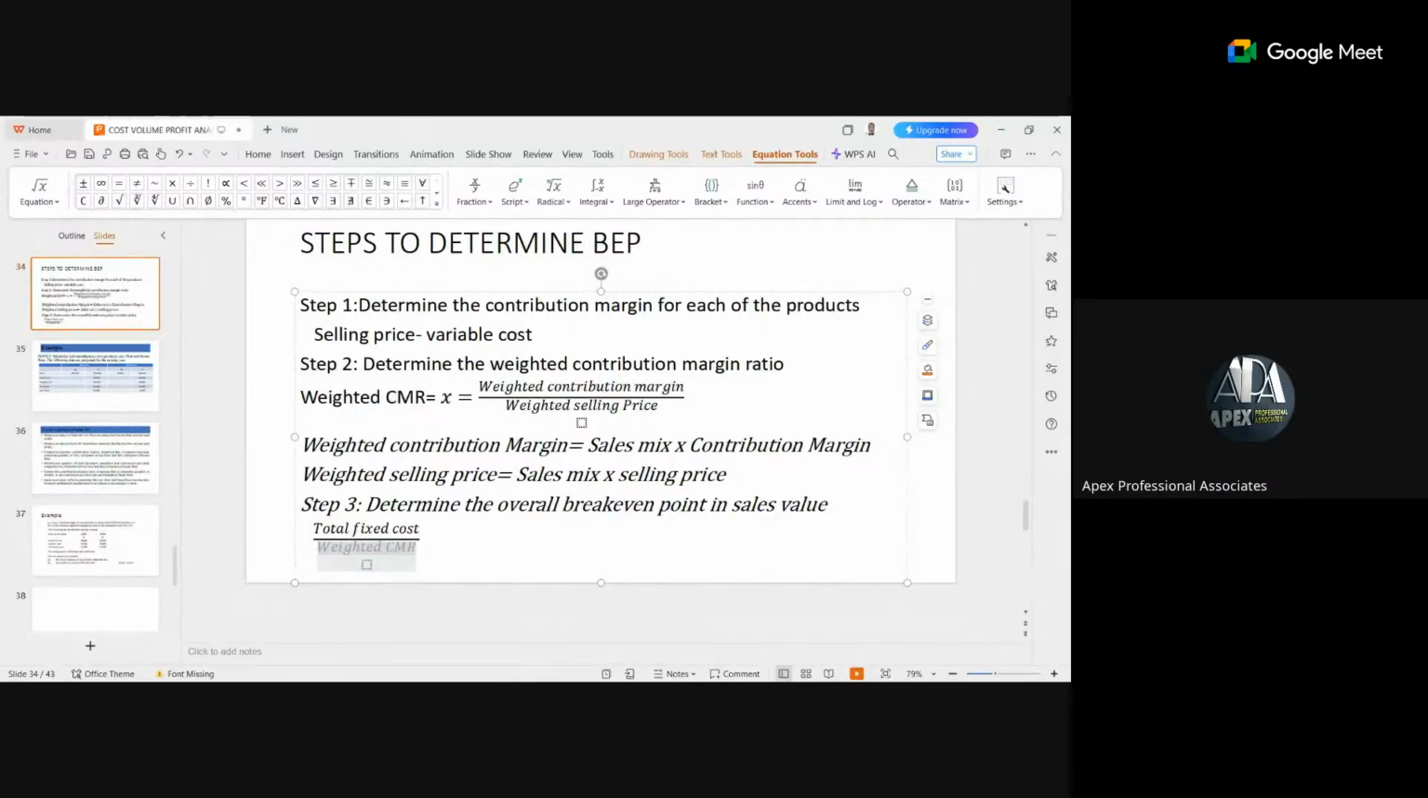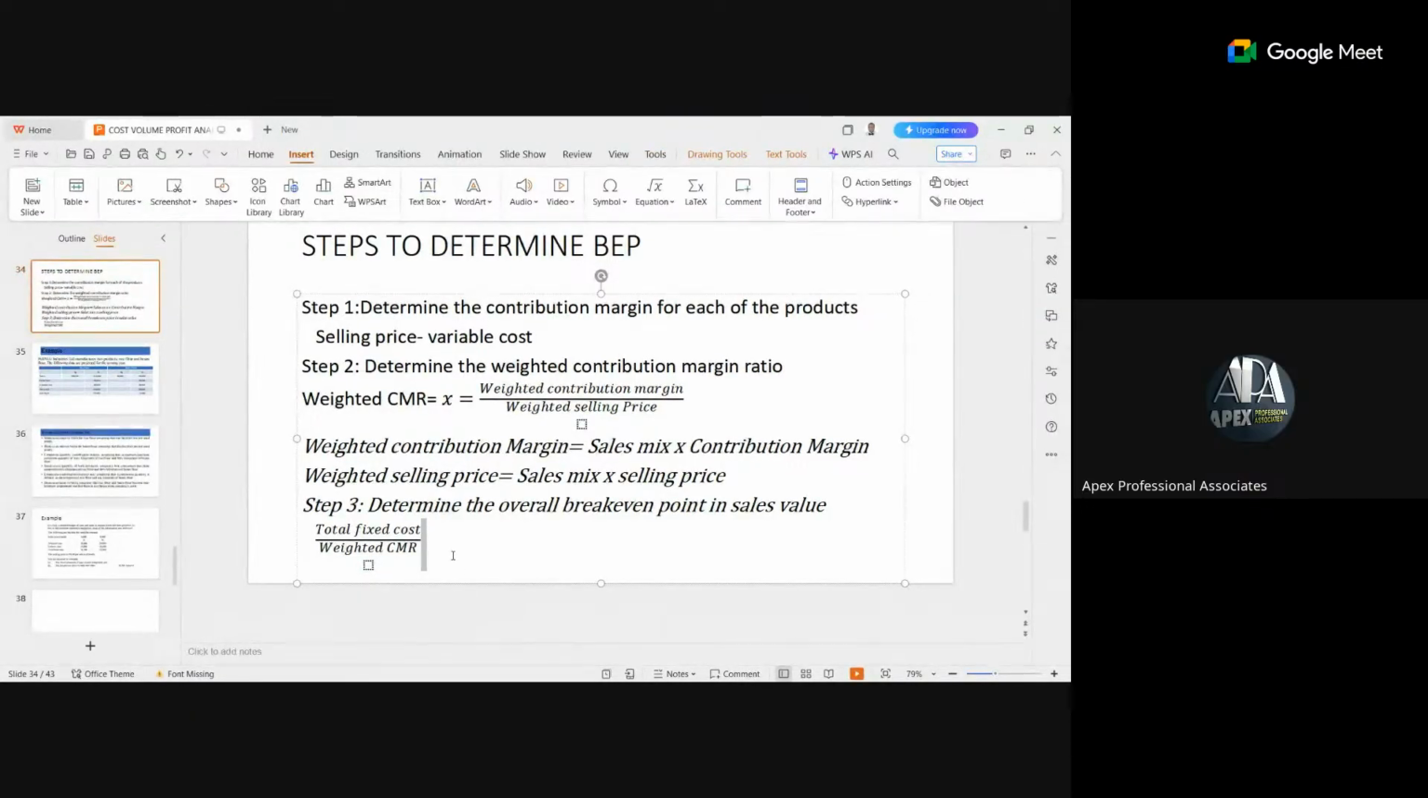You know, if it is just the normal approach, it will be contribution margin ratio in relation to sales. But now we're trying to look at multiple products, so it will be weighted contribution margin ratio. That is total fixed cost divided by weighted contribution margin ratio. And that is the step 3, what you need to do.